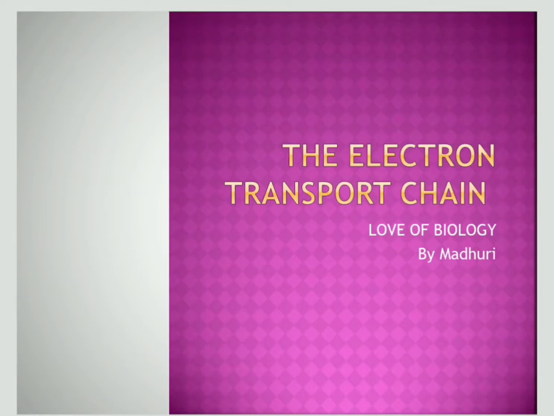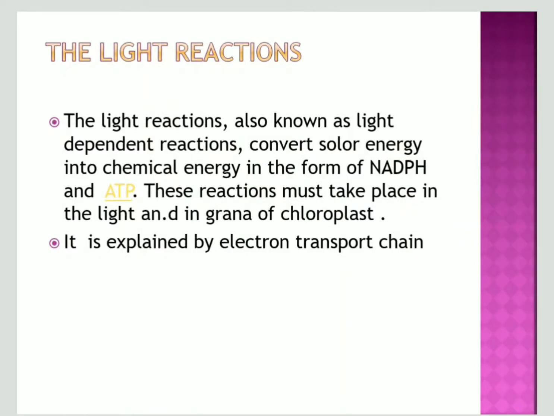Today we are going to discuss the electron transport chain. It is a light reaction, right? Actually, it is the light-dependent reaction, which will convert the solar energy into chemical energy in the form of NADPH and ATP molecules. Of course, these are chemical energies.